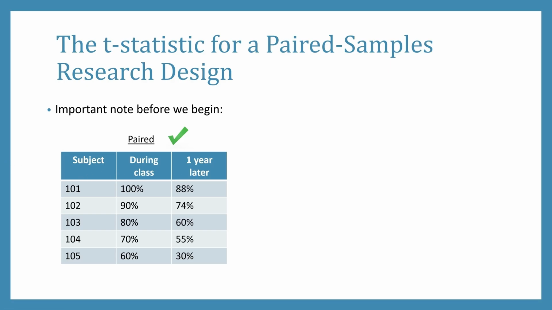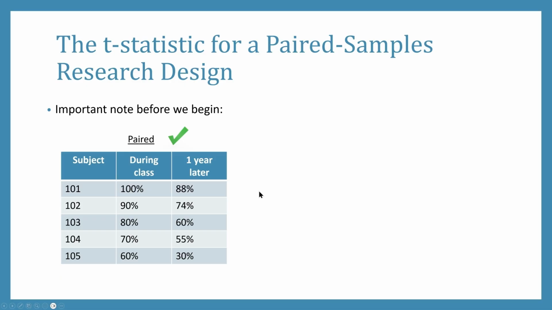Using our example of testing the amount of statistical knowledge maintained during class versus 1 year later, for subject 101, they scored a 100% on their stats class during the class, and then I follow up 1 year later and they dropped down to 88%. Subject 102 went from 90 to 74. Subject 103 went from 80 to 60. So I want to be very, very careful that if this is subject 101, only their data are paired up with each other. This entire row is just subject 101's data.